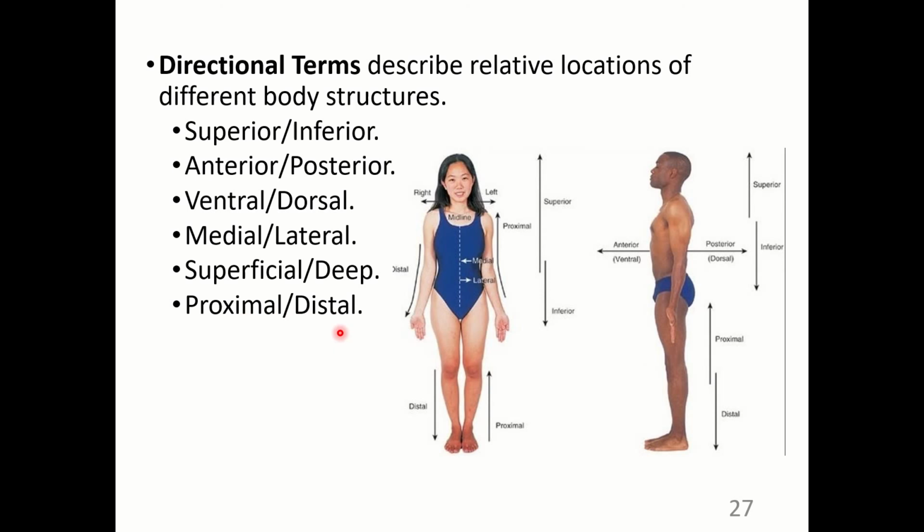Lastly, proximal and distal. This is used when referring to the origin of attachment of a structure. When looking at the anatomical position, proximal and distal best refers to the upper and lower limbs. Proximal means towards the attachment of the body. As we move towards our shoulders and our hip, we are moving proximally. Structures that are towards the fingers and the toes are distal.